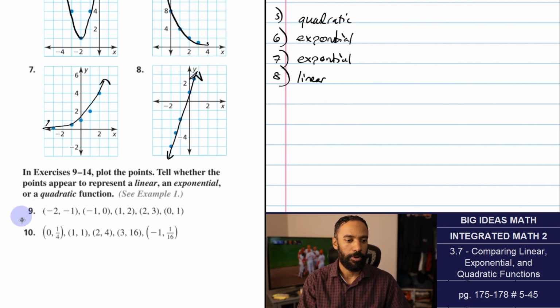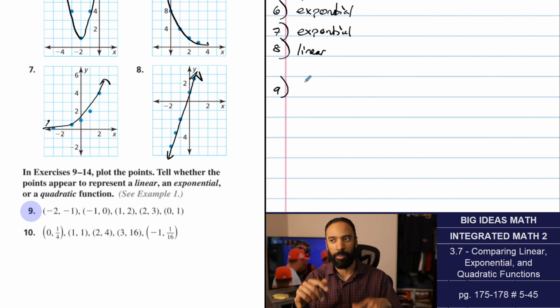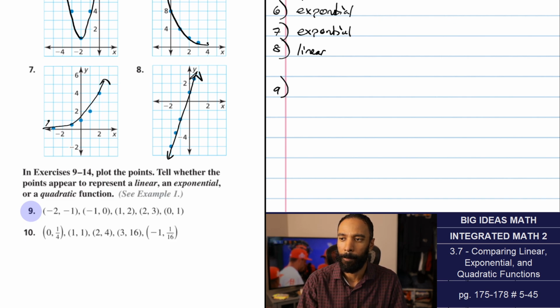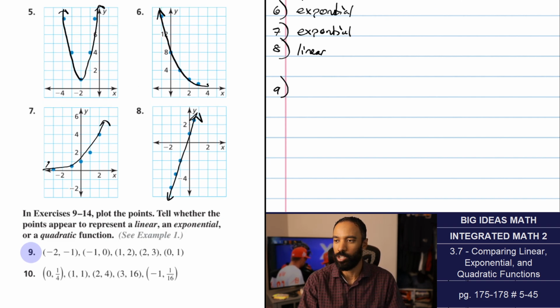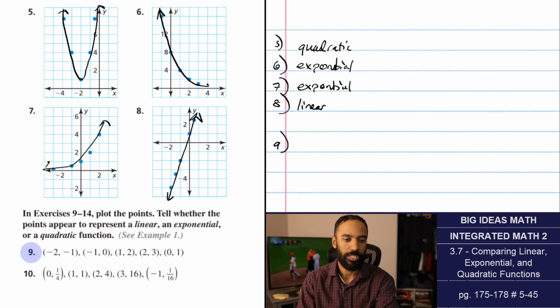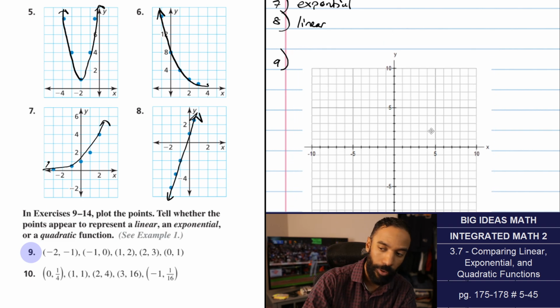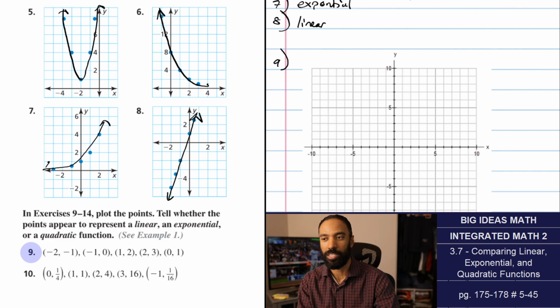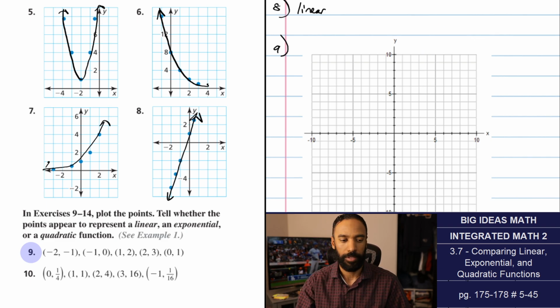Okay, let's jump to numbers 9 through 14, where they want us to actually plot the points, so I'll have to use graph paper for it. I'll make sure to attach graph paper down below with all the stuff that we're doing here, so you can download and print that, or use some of your own. Plot the points, tell whether the points appear to represent a linear, exponential, or quadratic function. If you look at the graph, you can tell yourself whether it's one or the other, which is what we just did. Or if you have the points, you can also plot them and make that same determination, or do the whole first difference, second difference kind of thing.